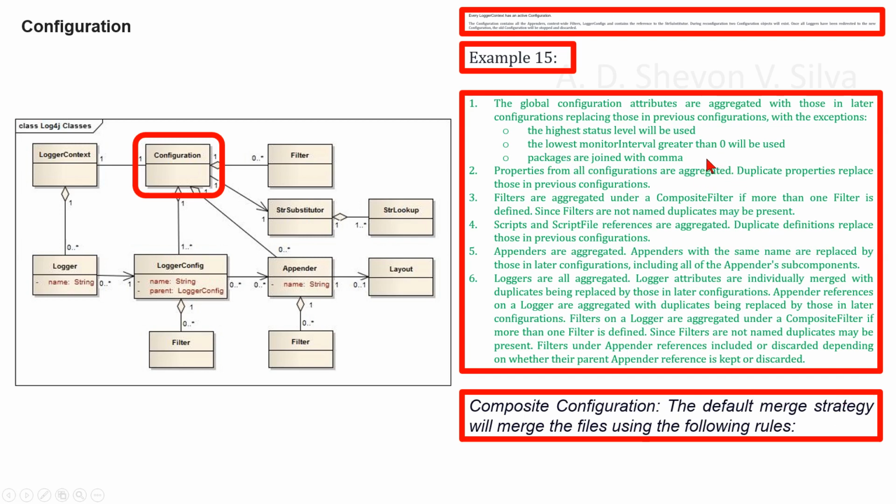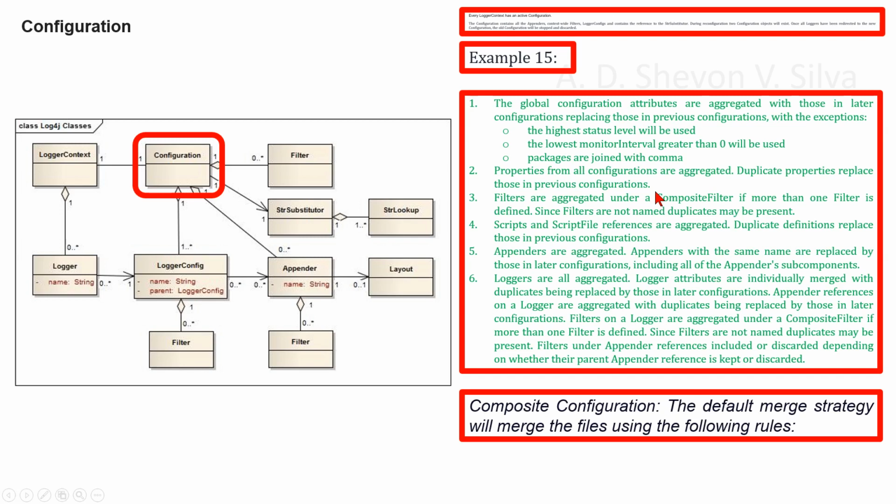Step 1: the global configuration attributes are aggregated with those in later configurations replacing those in previous configurations, with exceptions. The highest status will be used. The lowest monitor interval greater than 0 will be used. Packages are joined with comma. Step 2: properties from all configurations are aggregated. Duplicate properties replace those in previous configurations.